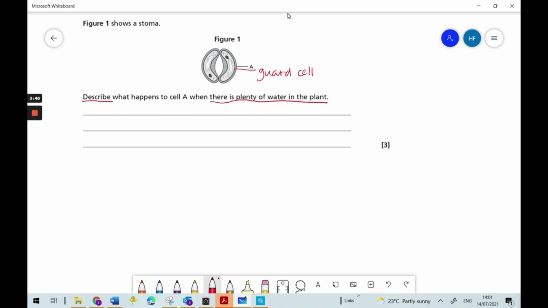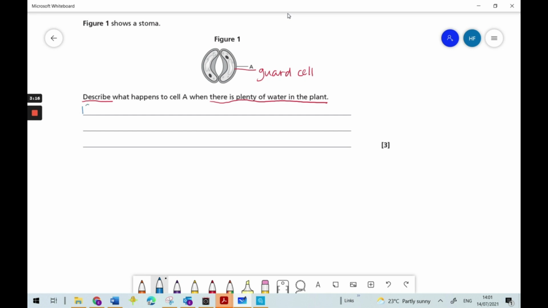So our answer needs to recall what happens to the guard cells when the plant has plenty of water available to it. And remember, the guard cells take in water if there's plenty of water available. And that makes them become turgid and swell up. And this swelling changes the shape of the cell and causes the stoma to open so that gases such as carbon dioxide and water vapour can pass through. So let's put an answer together.